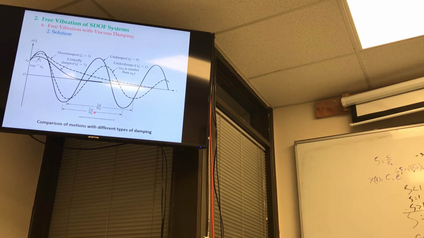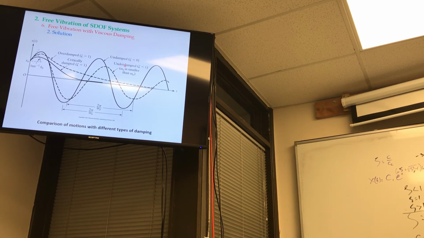This slide is really a neat slide. It summarizes the three situations. Remember, when we have no damping at all, what kind of motion would you have? Just harmonic, back and forth. Here it is. See this solid one here? It's the undamped one. Undamped means that zeta is equal to 0.